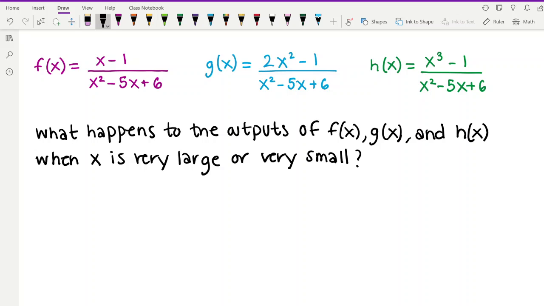So look at these three functions before we get started and notice that they're very similar. They all have the same denominator. And then the numerators are fairly similar. The only thing that's changing is that first term, right? So the first one is x minus 1, next one is 2x squared minus 1, next one is x cubed minus 1. So we'll see that just that small change of only this one term is going to be enough to change the horizontal asymptotes of these three functions.